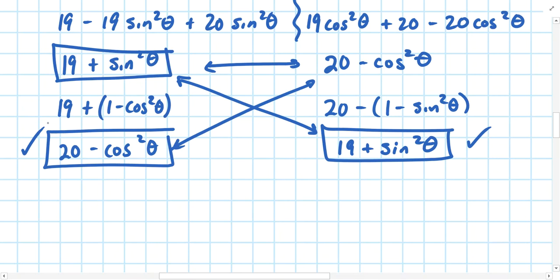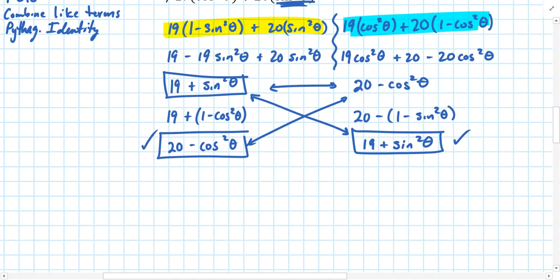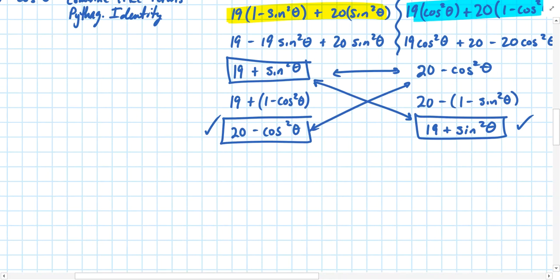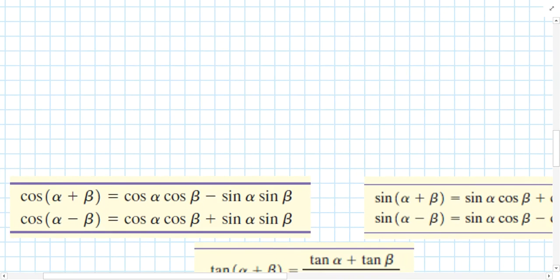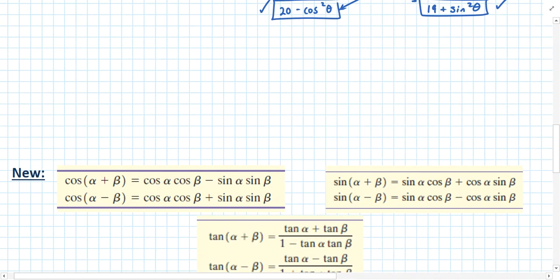So there is a little bit of an exercise in using trigonometric identities to rewrite expressions and simplify expressions. I'm going to stop this video here since we're running quite long, and I'm going to create another video to talk about the sum and difference identities down below.